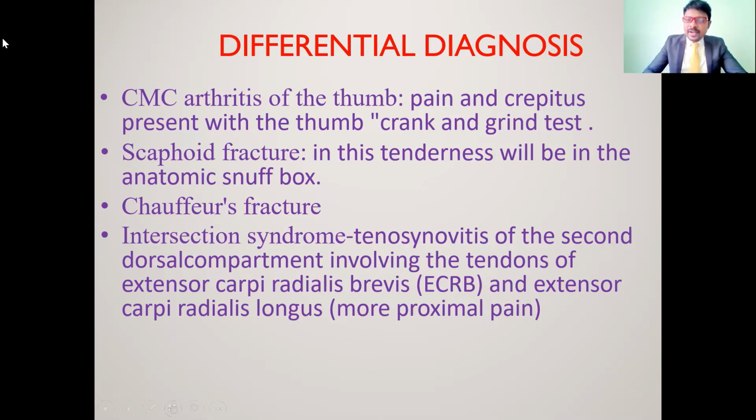So what are the other diseases that may cause pain in the thumb region and also the wrist region? Especially if anybody has carpometacarpal arthritis of the thumb. If anybody has arthritis, they also get pain in the thumb as well as crepitus. Crepitus means if you do the movement, it gives a cracking sound. So the sounds of crepitus are present in those having arthritis. That is called the crack and grind test.